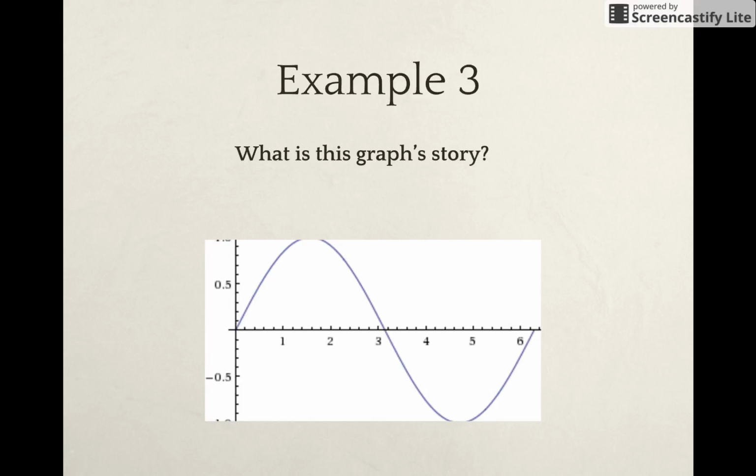I'll leave you with a question for you to evaluate. What is the story of this graph? There are no x and y variable definitions here, so you'll have to come up with those on your own. And again, you'll have to tell the story about what's happening here.